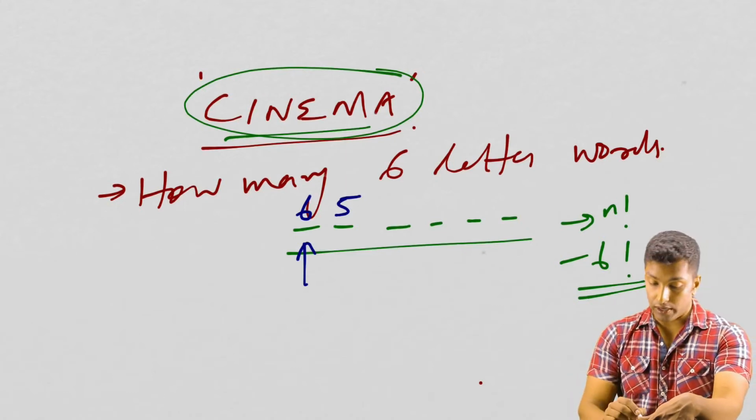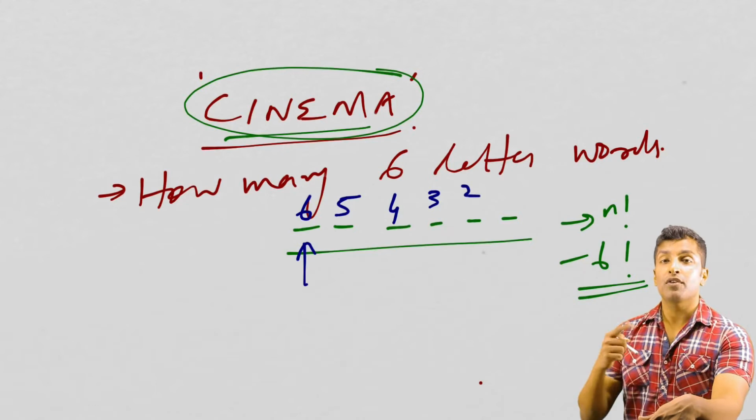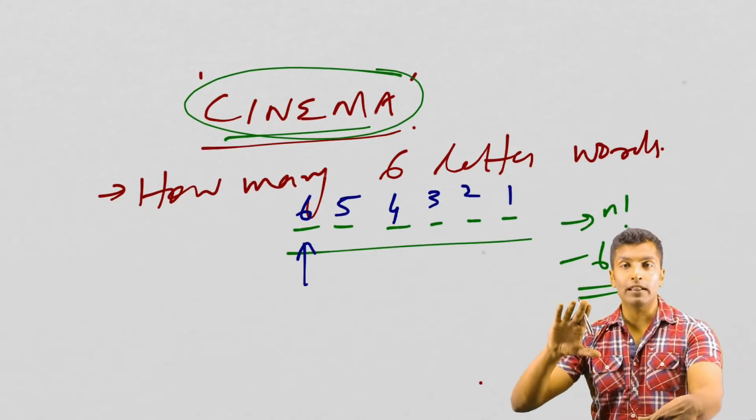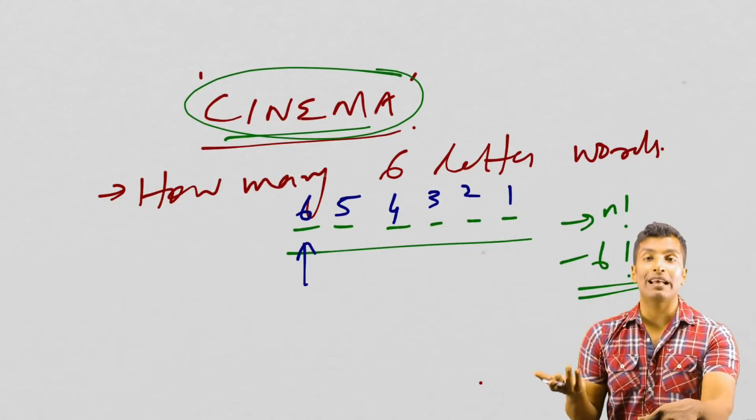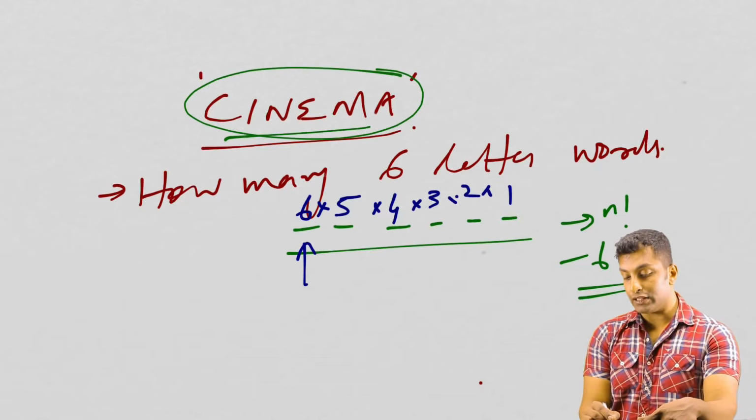You are left out with 4. So this is 4. Then you are left out with 3. Then you are left out with 2. Finally you will be left out with 1. So you have only 1 way. And you need to fill all these places. It is not that any one place. No. So you need to fill all. So you need to multiply. And that's how you are getting the 6 factorial.